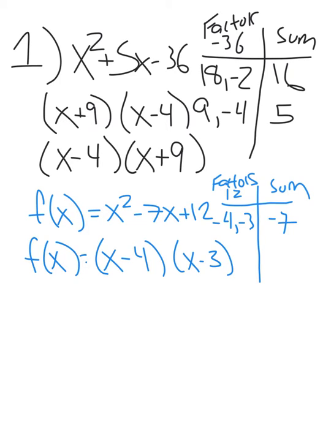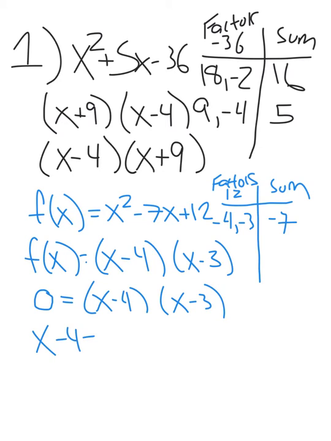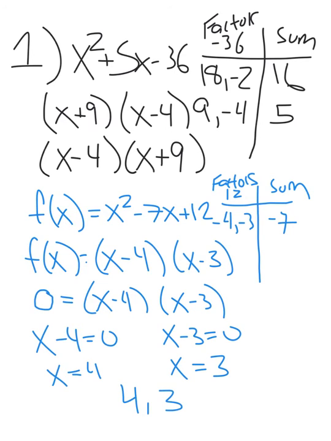Now we're not done yet. It's going to ask us to find the zeros of the function. In other words, I'm looking for my x-intercepts. My x-intercepts are when the y-coordinate is 0, so I'm going to set f of x equal to 0. And now I'm going to solve to find the zeros of the function. Well, in order to find the zeros of the function, I can set each binomial equal to 0. x minus 4 equals 0, well, x has to equal 4. x minus 3 equals 0, well, x has to equal 3. Final answer would be 4 and 3.